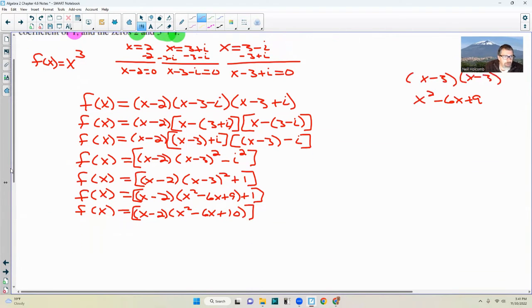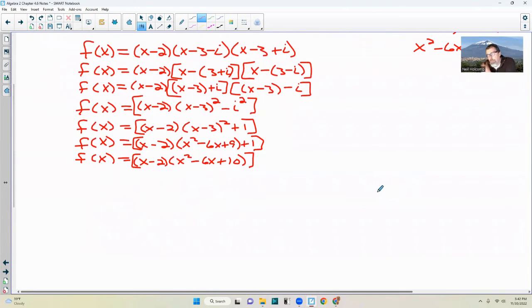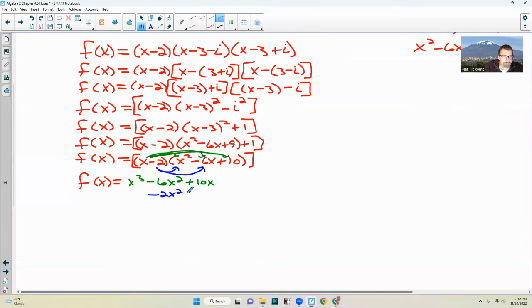All right. So now that we've done that, I'm being more detailed in the book. I can then distribute these. So it's going to be f of x equals, and I'm going to color code this now because it's getting messy. x times x squared is x cubed. x times -6x is -6x squared. x times 10 is plus 10x. And now I distribute the -2. -2 times x is -2x squared. I'm going to do this vertically. -2 times a -6 is positive 12x. And a -2 times a positive 10 is -20.